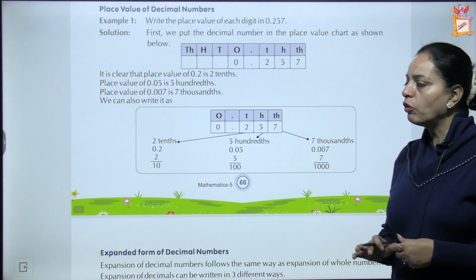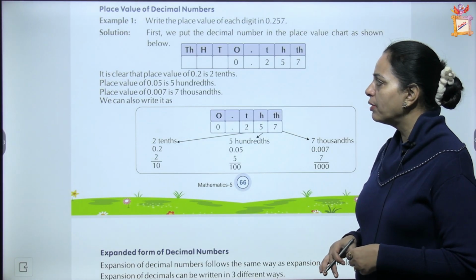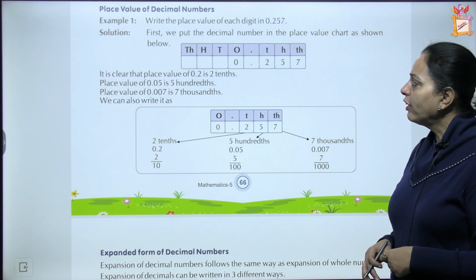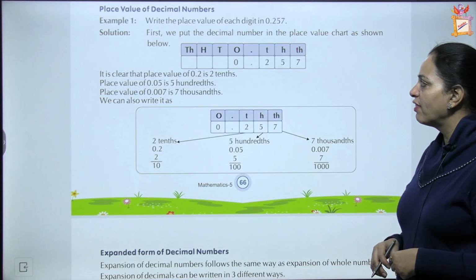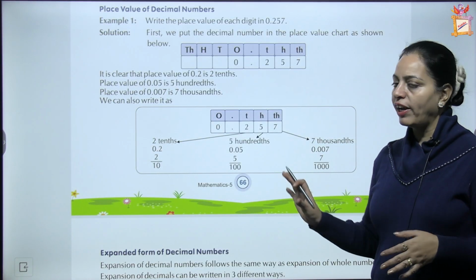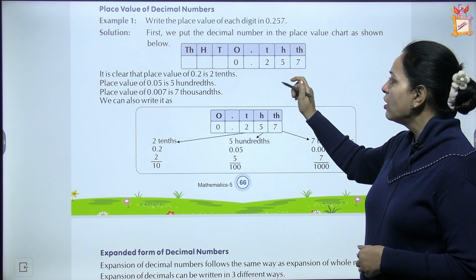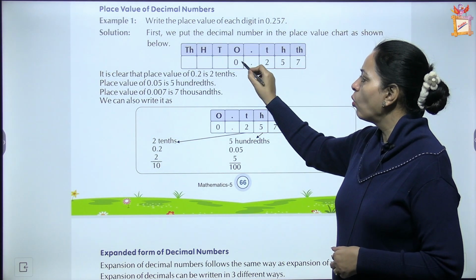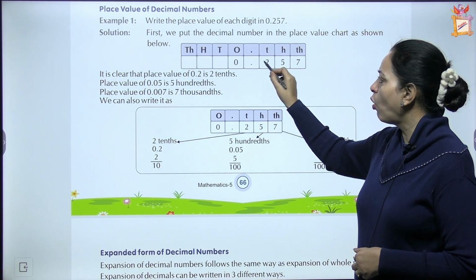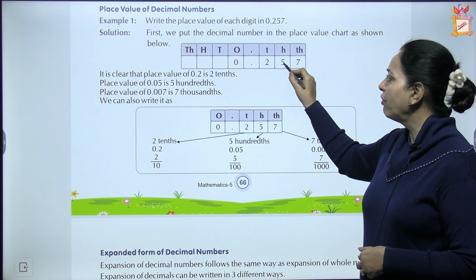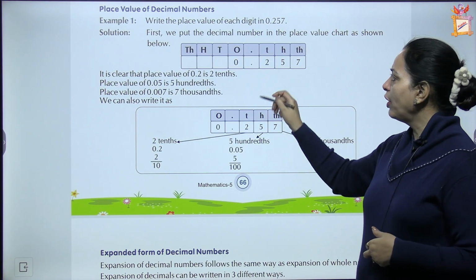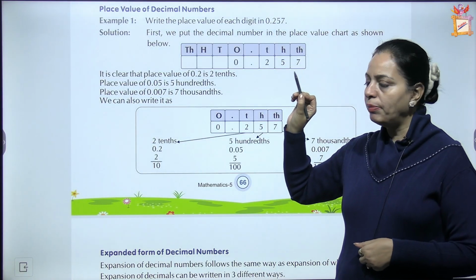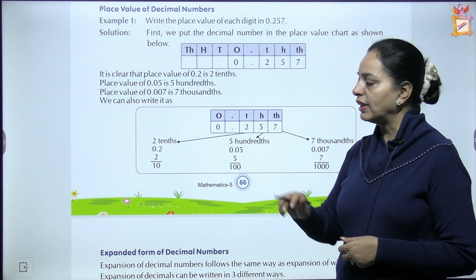Now we are talking about place value of a decimal number. Example 1, write the place value of each digit in 0.257. So what to do? First write according to the place value chart. So here 0 means whole number is 0, then decimal point, tenths 2, hundredths 5 and thousandths 7. So now find the place value of 2 at tenths place. So this is 2 tenths.